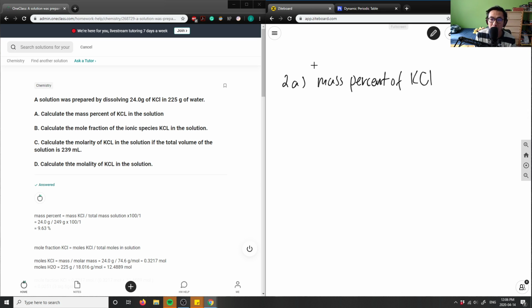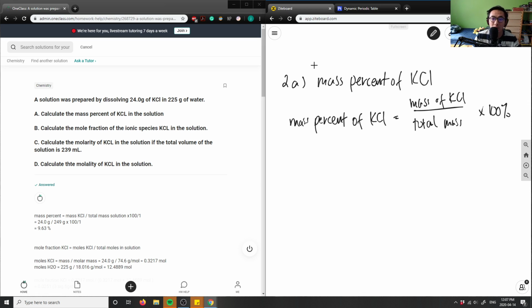So when we talk about mass percent, what we're doing is we're taking the percentage or the ratio of the solute to the solution. So I can say that the mass percent of KCl equals the mass of KCl divided by the total mass, right? So the total mass would mean KCl and water, right? And then times 100%. That's the definition of a mass percent.